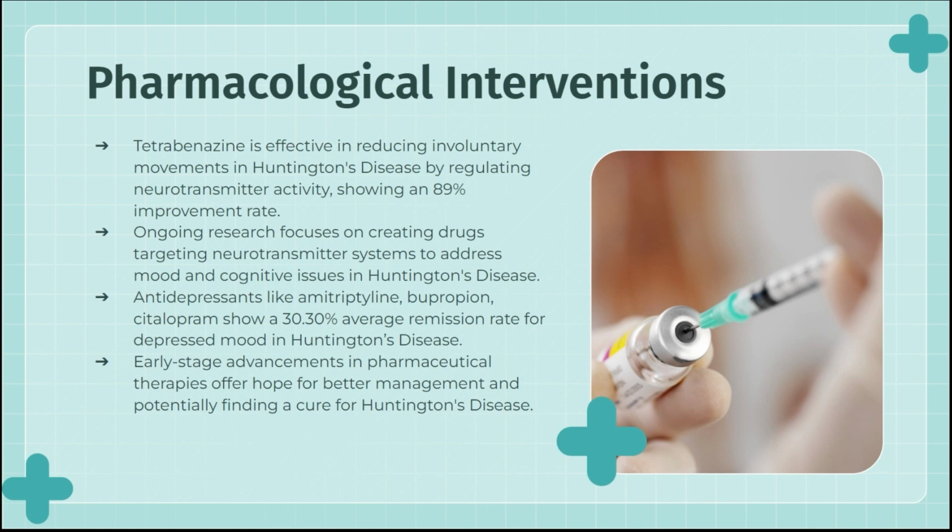Antidepressants such as amitriptyline, ropapine, and citalopram demonstrate significant efficacy in managing depressed mood in Huntington's disease. Studies report an average remission rate of 30.30%, offering relief for individuals grappling with mood disturbances. The future of pharmaceutical therapies is promising. Early-stage advances in pharmaceutical therapies provide hope for better management and potential cures for Huntington's disease. These developments signify progress in addressing the underlying mechanisms of the disease, offering optimism for the future.